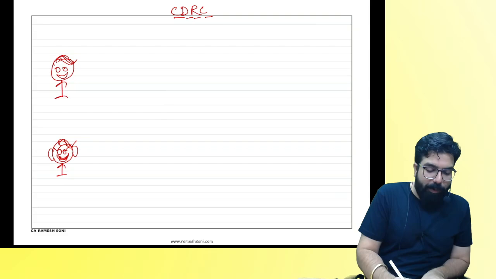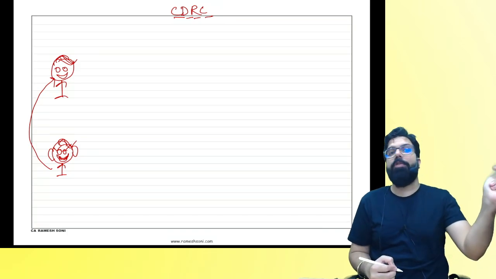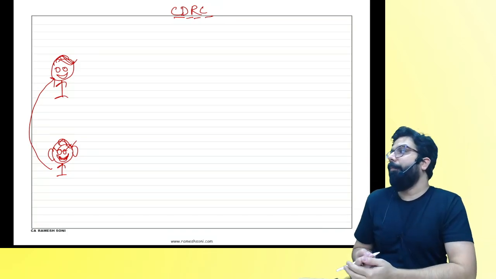Okay. This is me over here. Everyone over here, listen. I sold some goods to Kumar.